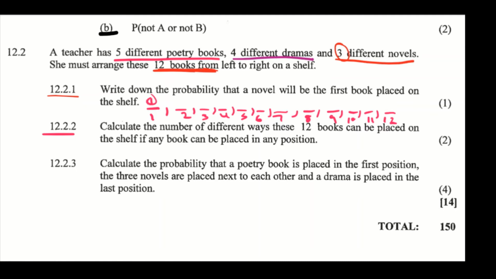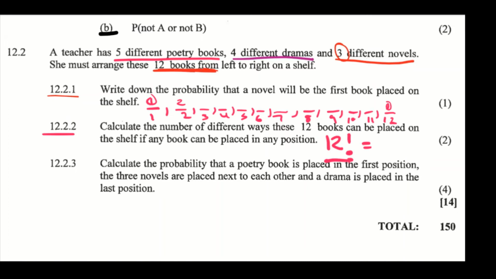Book number 1 can be here, or it can be here. Book number 2 can be here. Any book can be in any position. So which means this just tells us that it's actually 12 factorial, right? So you can find the answer from your calculator.